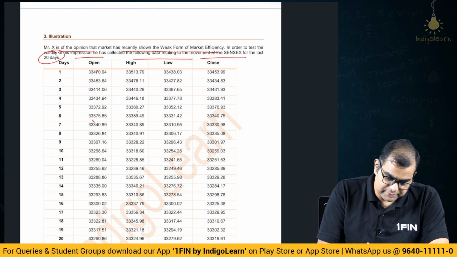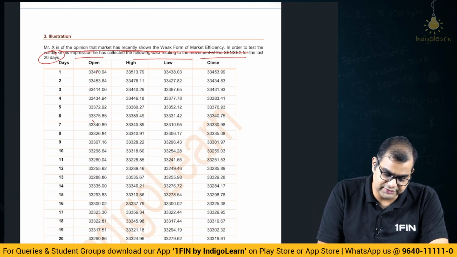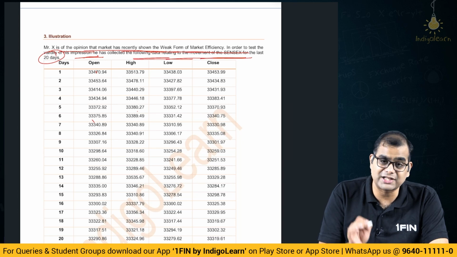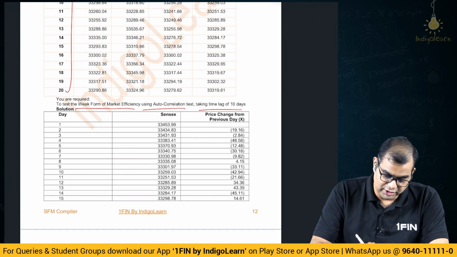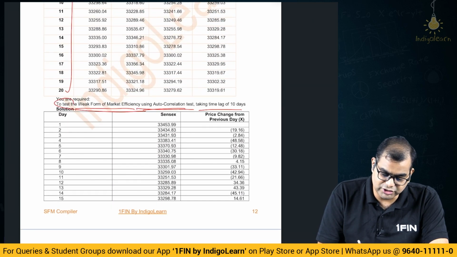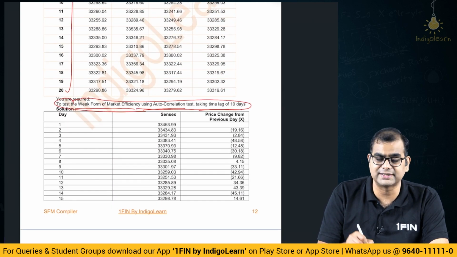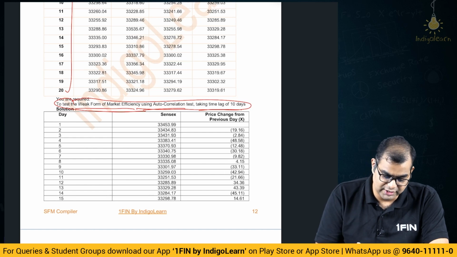What did they say? Mr. X's opinion is that the market has recently shown weak form of efficiency. In order to test the validity of his assumption, he has offered the following data relating to movement of the Sensex for the last 20 days. Please note they have given 20 days of data: open, high, low, close. You are required to test the weak form of efficiency using an autocorrelation test taking a time lag of 10 days. I think this was the question asked in the exam, if I am not wrong.